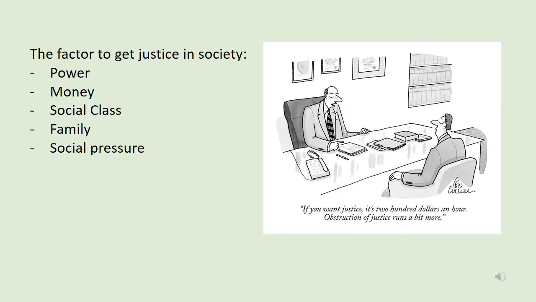Okay, let's take a look at this slide. See, in the Shaw Manufacturing case there were many factors to understand why serious cases become lenient and ineffective. The main factors to get justice in some societies are power, money, social class, family bonds, and social pressure. In the picture, you can see the best quote of the era: "If you want justice, it's $200 an hour. Obstruction of justice runs a bit more."